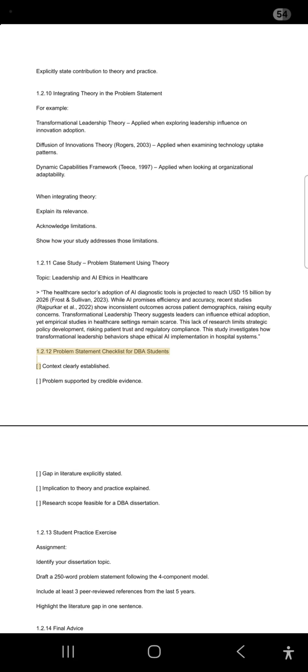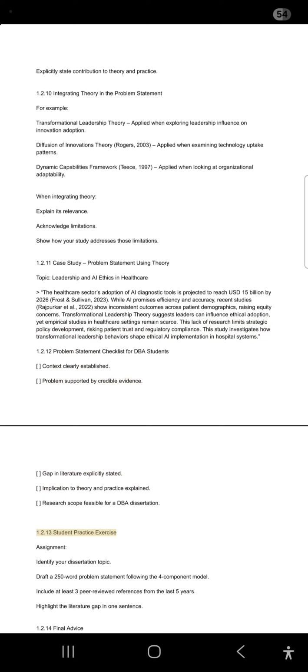1.2.12 Problem Statement Checklist for DBA Students. Context clearly established. Problem supported by credible evidence. Gap in literature explicitly stated. Implication to theory and practice explained. Research scope feasible for a DBA dissertation.